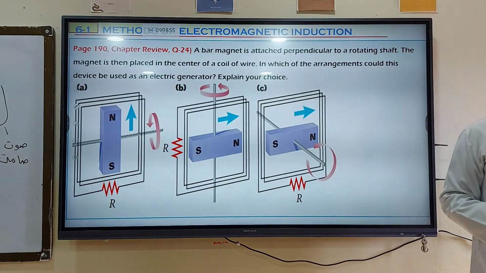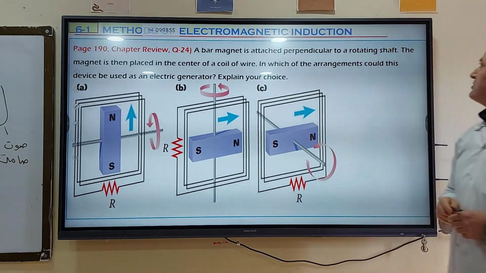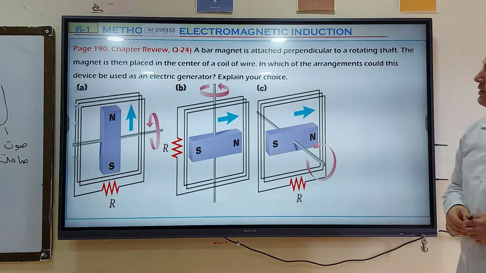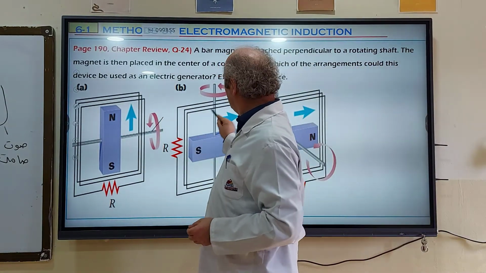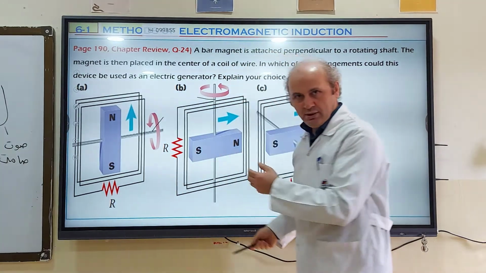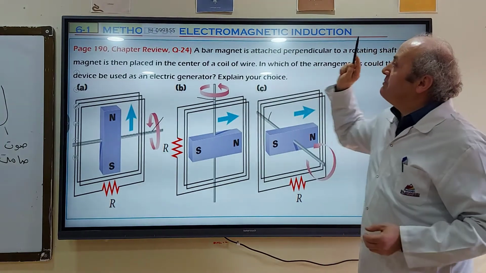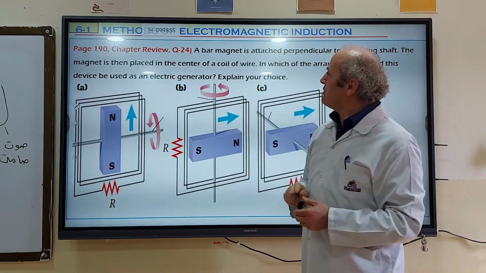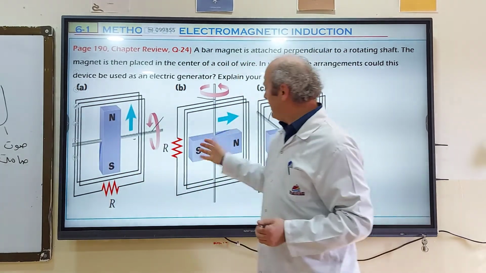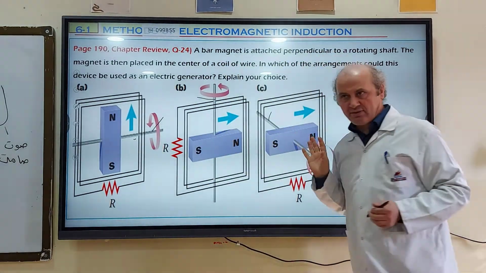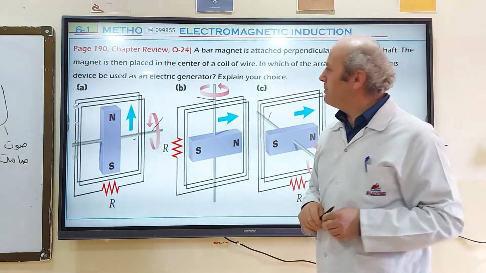A bar magnet is attached perpendicular to a rotating shaft. Okay, this is the picture. The rotating shaft is this rod. And the magnet is then placed in the center of the coil of wire. Yes, you see that? It is at the center here, again at the center here, and again at the center here. There's a bar magnet with N pole and S pole.